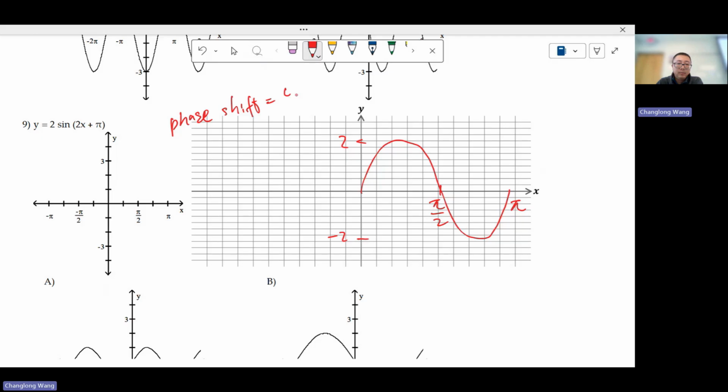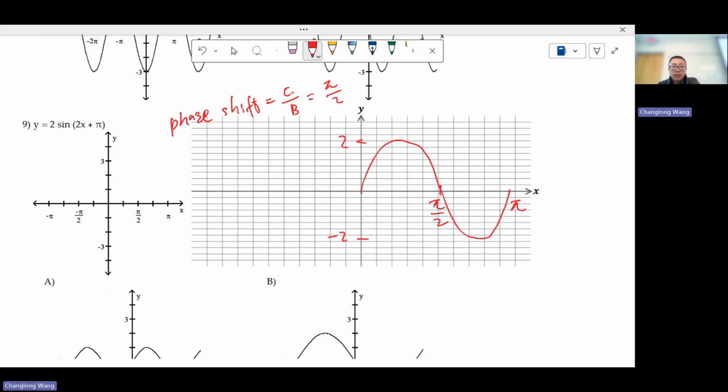So that's C over B, right? Therefore, you have pi, which is the C value, divided by the B, so that's pi over 2. Now, if it's plus or minus, it doesn't matter to the units. It only matters to the direction, right? So I'll be shifting the graph to the left by pi over 2. This is how big the pi over 2 is.